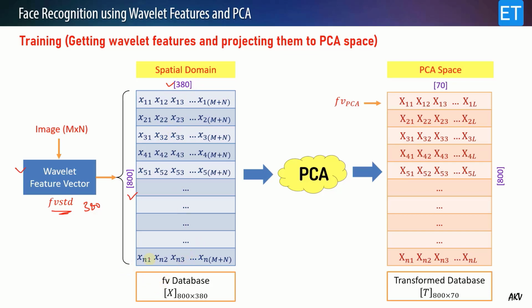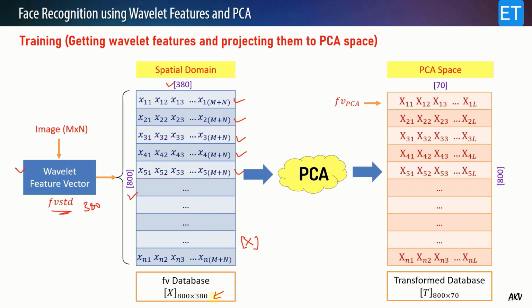And here I have created a matrix X whose size is 800 by 380. 800 by 380 because a total of 800 images are there, and the size of each feature vector is 380. So all the 800 images are converted into their corresponding wavelet feature vectors, whose size is 380.